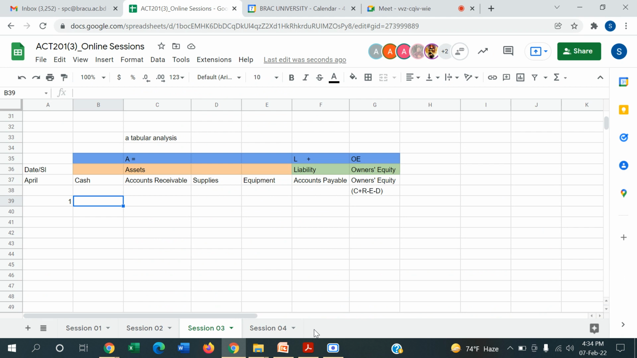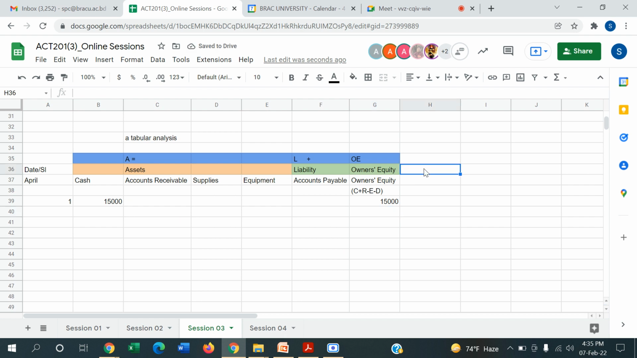Assets and owner's equity. But we need the types of asset and the types of owner's equity. Cash and capital. One is cash, another one is capital. So how was the cash changing? Cash was increasing by 15,000. And capital is a part of owner's equity, that was also increasing by 15,000.